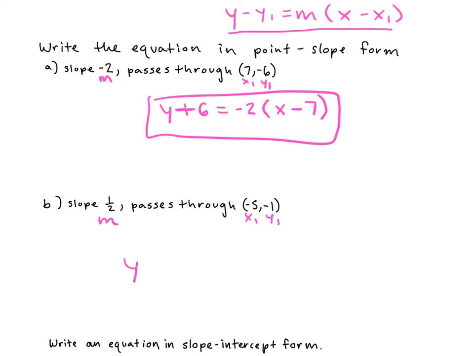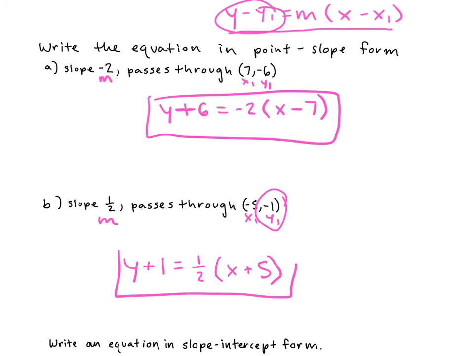Y minus 1. Remember, it's y minus y1, which our y1 is -1. So when it's a minus negative, what does it become? A plus. Okay. So y plus 1 is equal to, now we plug in our 1/2, times x minus -5, so this becomes a plus 5. So this is your answer here.